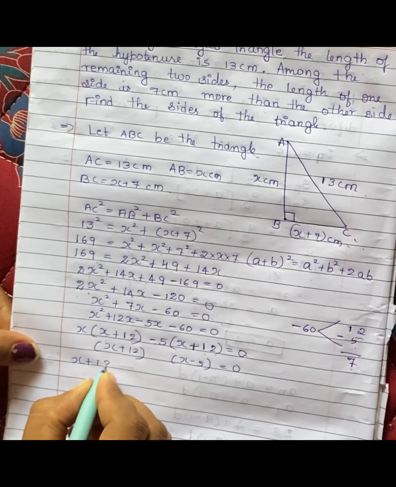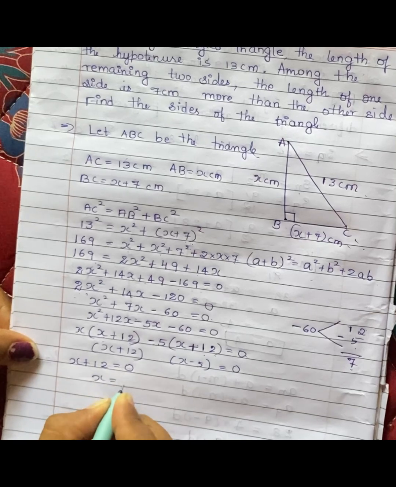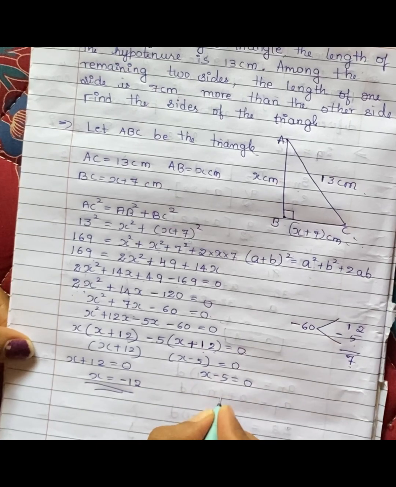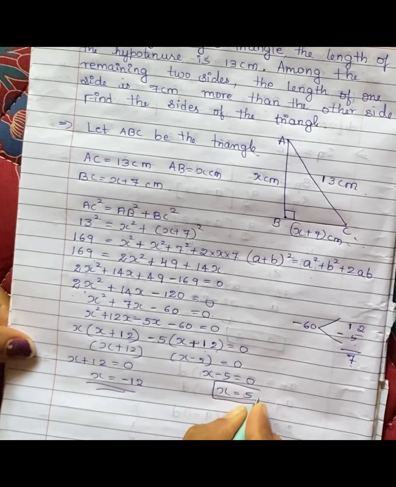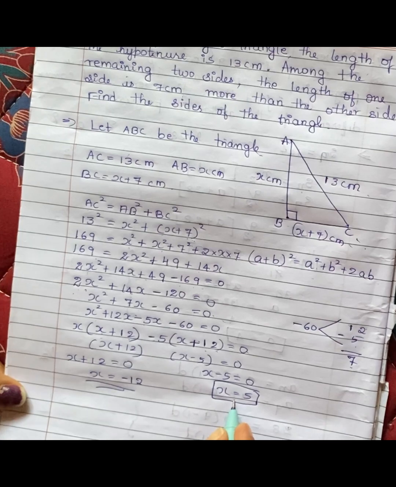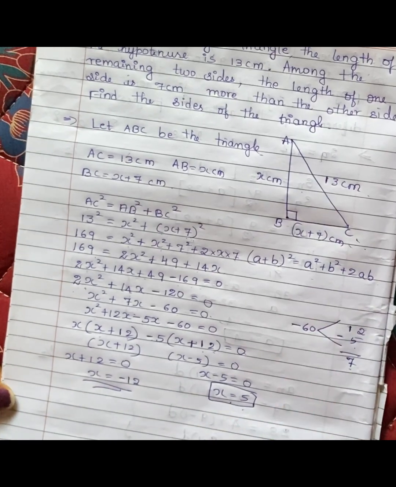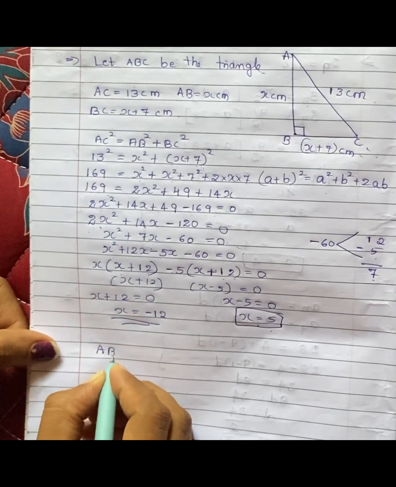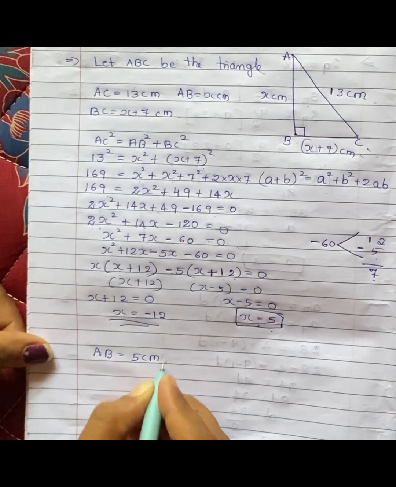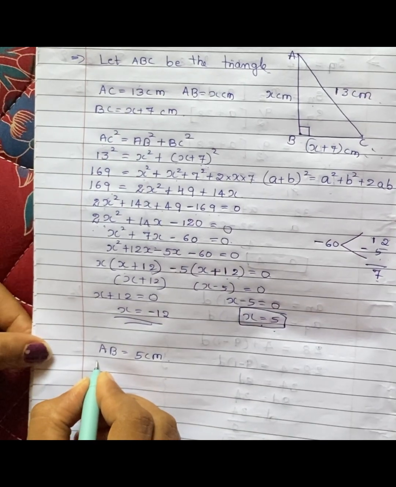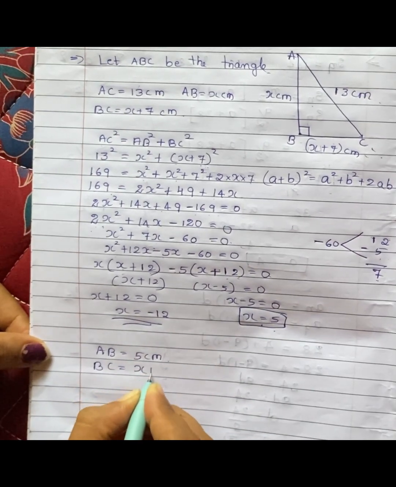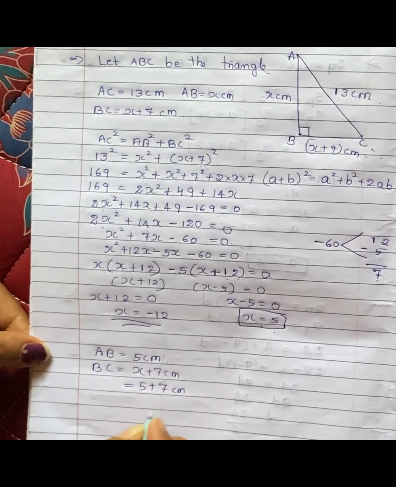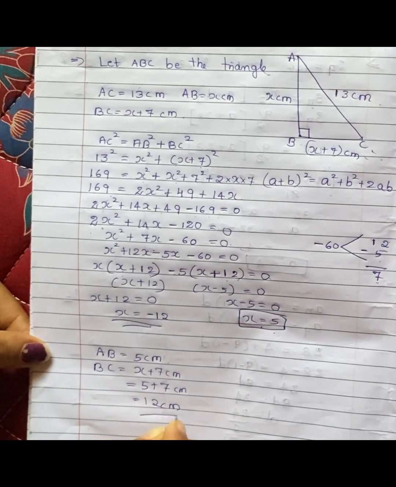So x plus 12 is equal to 0, x is equal to minus 12, or x minus 5 is equal to 0, x is equal to 5. Now I'll take this value and I'll find the two sides. So x is AB. AB is 5 centimeter. And BC is x plus 7 centimeter, nothing but 5 plus 7 centimeter, that is 12 centimeter.